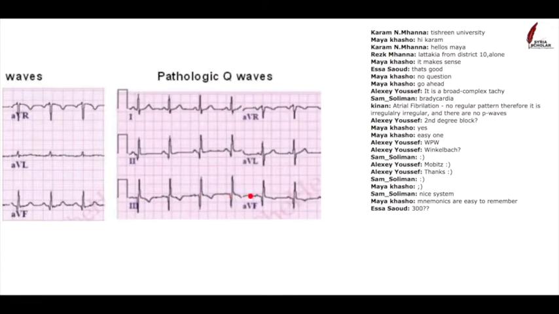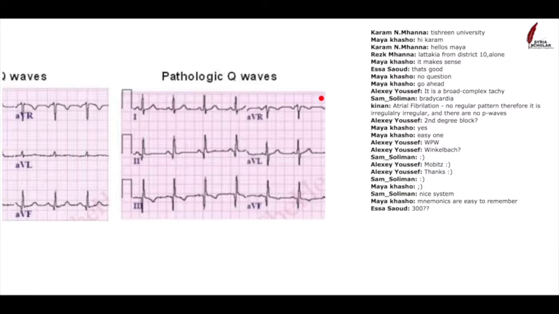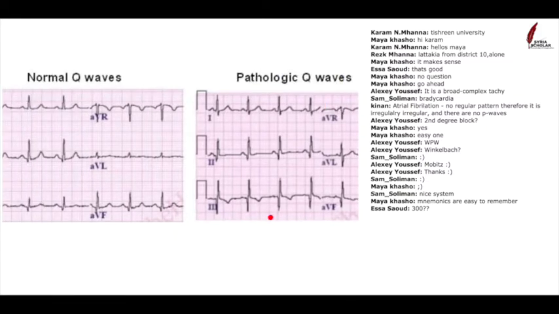See this? It's what we call dagger Q waves. Very deep drops. Compare that with the side on the other side, and put them together. If you compare Q waves here, tiny little ones, versus these massive Q waves, more than 2 small squares, these are pathological Q waves.